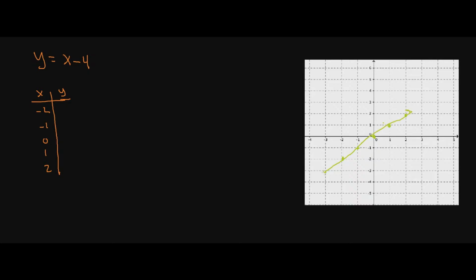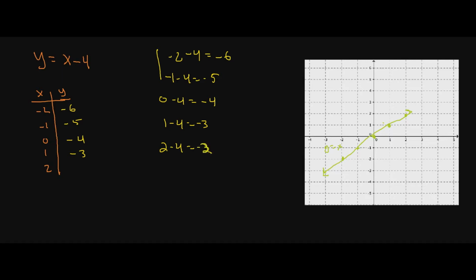Okay, well, we got this graph right here. This is my y equals x equation. Okay, well, over here, let's go ahead and begin plugging in some values. All right, plug in -2 into here, and we're going to get, I'll just do the work over here. -2 minus 4 gives me -6. Okay, -1 minus 4 is going to give me -5. 0 minus 4 is going to give me -4. 1 minus 4 is going to give me -3. And 2 minus 4 is going to give me -2.